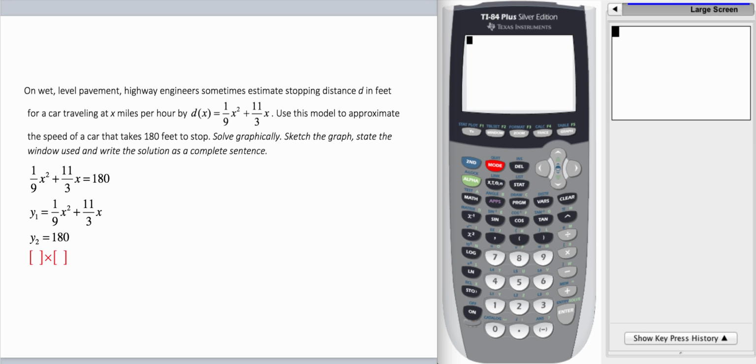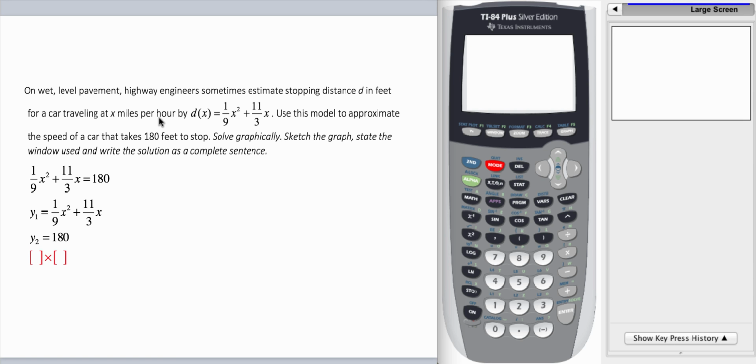Now the hardest part of this entire problem is figuring out a window. So we need to put ourselves into this problem. We're talking about a car. My x values here, remember, is miles per hour, so it's the speed of a car. If we think about the cars that we're driving right now, our speed can be from anywhere from 0, we could be completely stopped, to somewhere around the 100s, maybe 120, 140, 150.